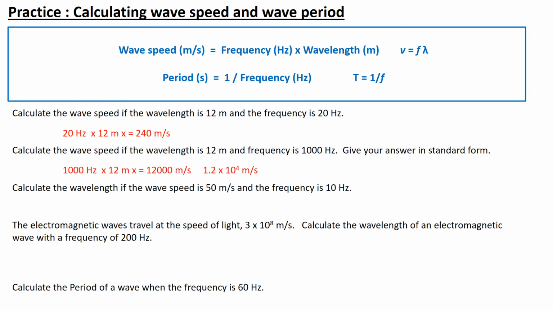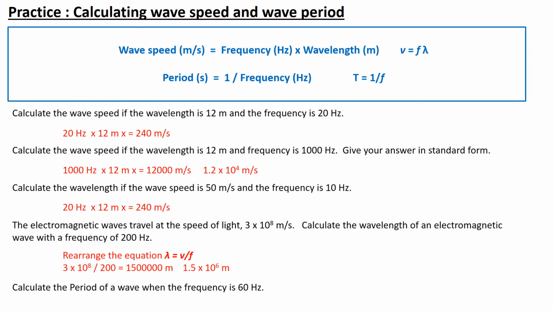Calculate the wavelength if the wave speed is 50 meters per second and the frequency is 10 Hertz. Next, electromagnetic waves travel at the speed of light, 3 times 10 to the 8. Calculate the wavelength of an electromagnetic wave with a frequency of 200 Hertz. So we need to rearrange the equation, and therefore we do 3 times 10 to the power of 8 divided by 200, which gives me 1500 meters, which is 1.5 times 10 to the 6 meters.